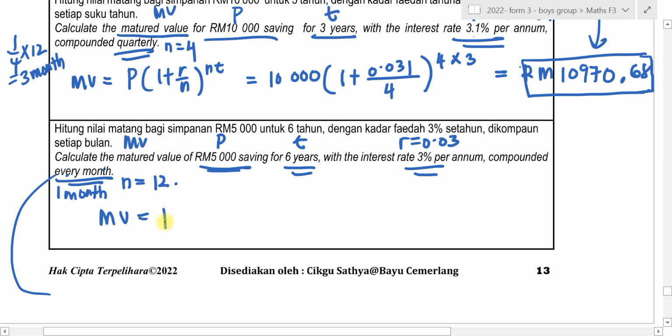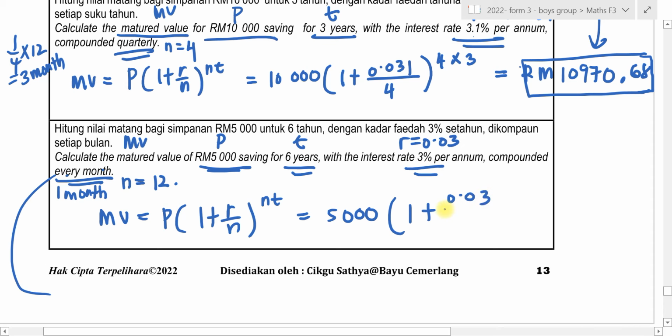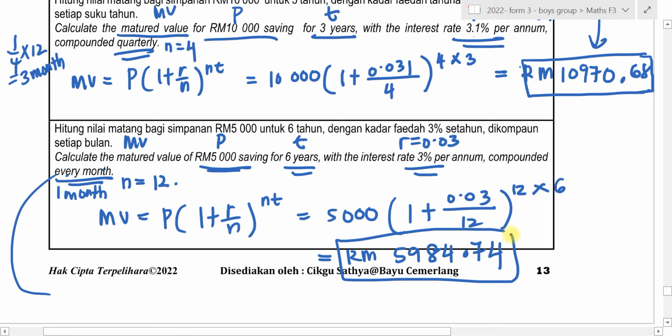So we write out the formula first, P(1 plus R over N) to the power NT. Then you substitute. Your principal is 5,000 ringgit, 1 plus R, R is 0.03, and your N is 12, power the 12, and then multiply with the year 6. How much is this, Tan? I get 5,984.74, sir. Yes, 5,984.74 cent. Good. That is the answer.